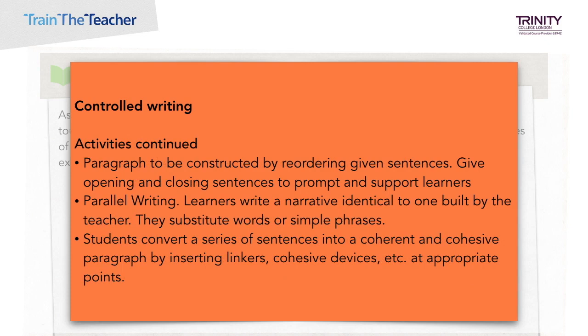Here are some more activities for controlled writing. You can reconstruct a paragraph by ordering the given sentences. You could give the opening and closing sentences to prompt and support the learners. Parallel writing. Here, learners write a narrative identical to one built by the teacher, and they substitute words or simple phrases. Lastly, students can convert a series of sentences into a coherent and cohesive passage by inserting linkers, cohesive devices such as but, however, on the other hand, etc., at appropriate points in the text.